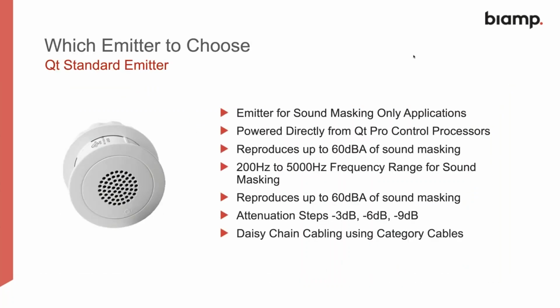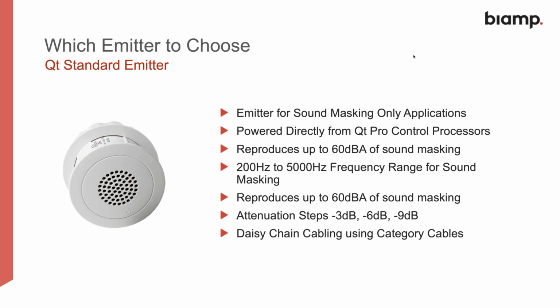So which kind of emitter is best to choose? Well, this is the passive emitter, or the standard emitter as we call it, and we use this only for sound masking applications. It can't be used for anything else. It can be powered directly from the control processor, reproduces up to 60 dBA of sound masking, and again it's in that sweet spot of frequency response from 200 Hertz to 5 kilohertz for the sound masking. On the back of it you can attenuate it in 3 steps using -3 dB, -6 dB or -9 dB according to your installation and what sort of level of sound masking you required.